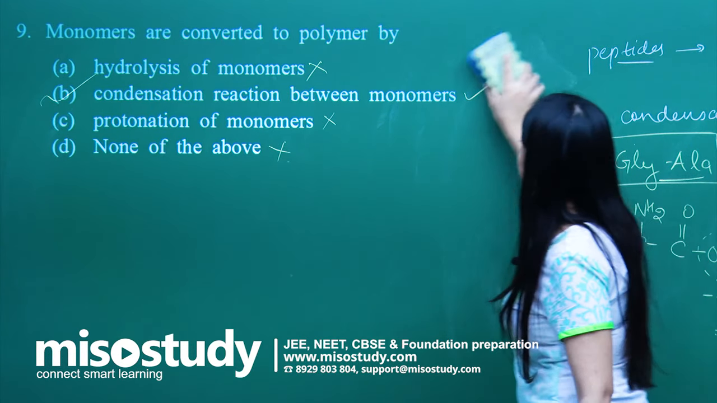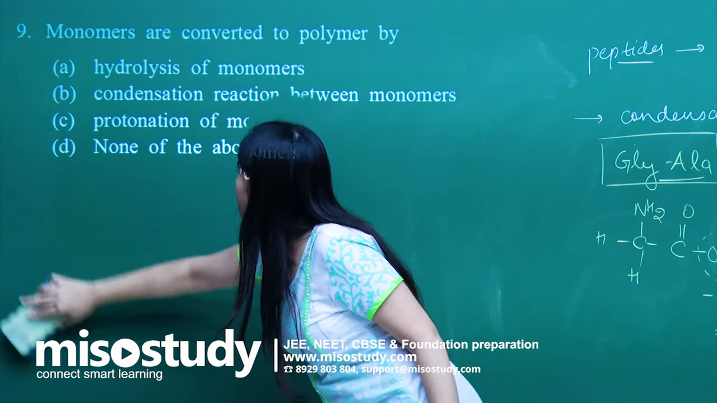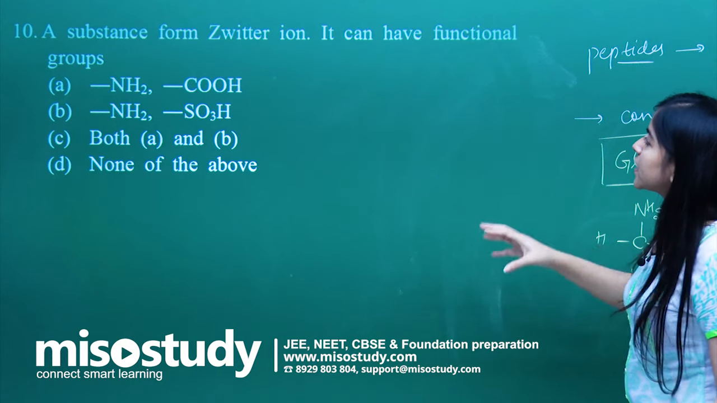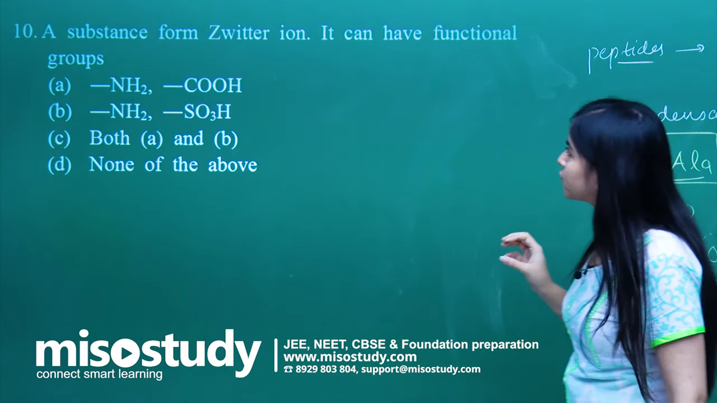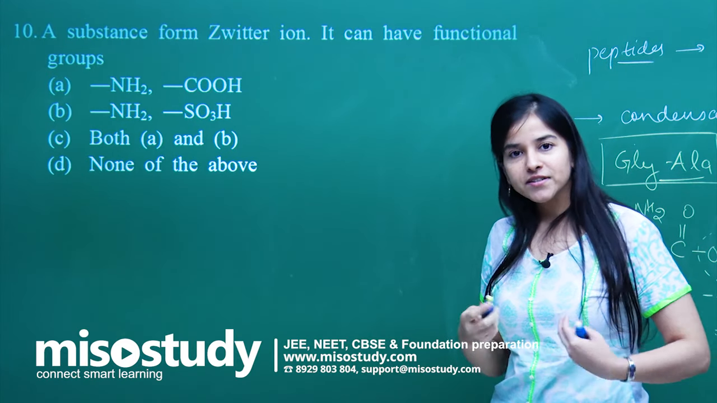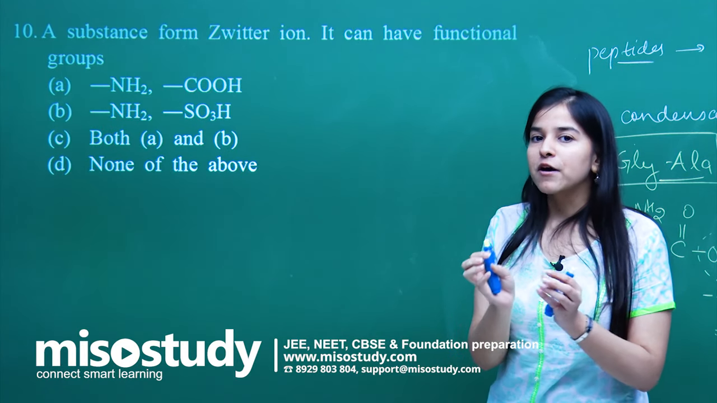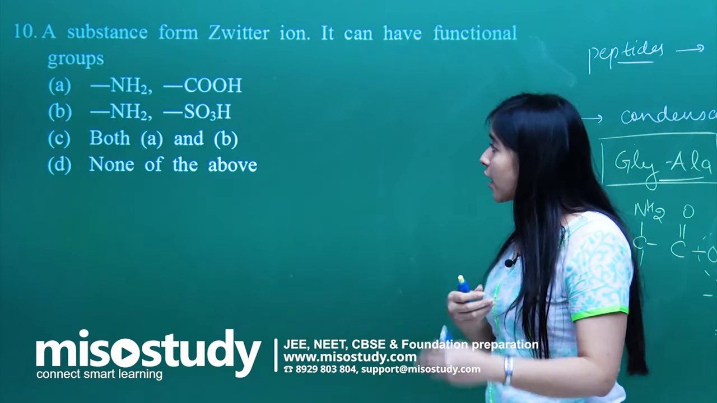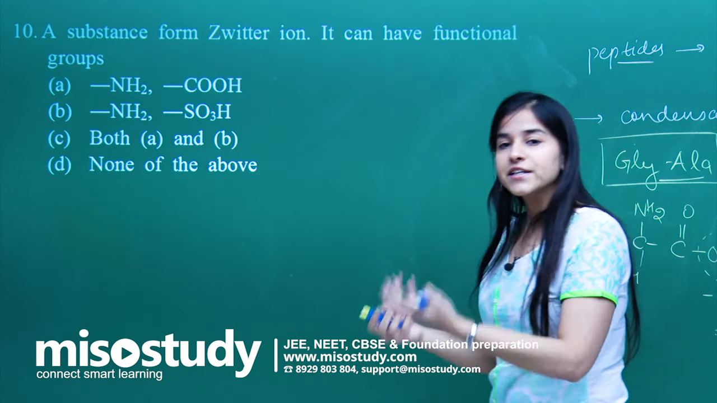Now let's move on to the very last question. What do we have? A substance forms a Zwitter ion. It can have functional groups. So what is a Zwitter ion? Whenever a compound is containing a basic part as well as an acidic part. So how does the Zwitter ion actually get formed?